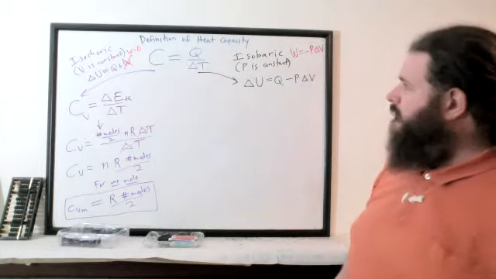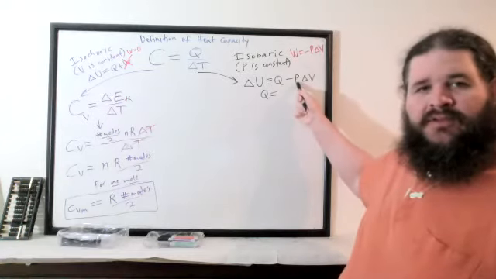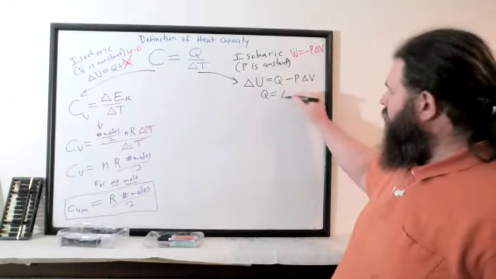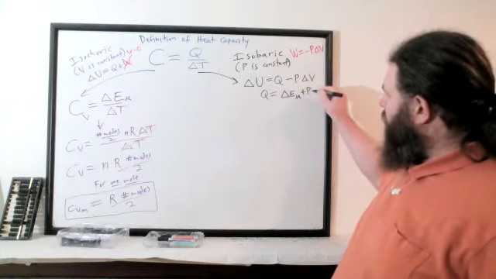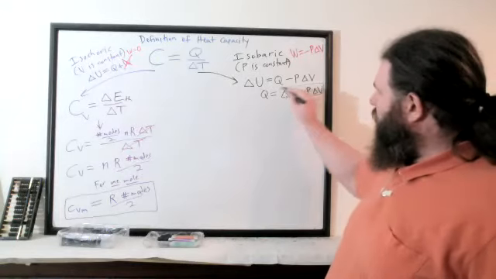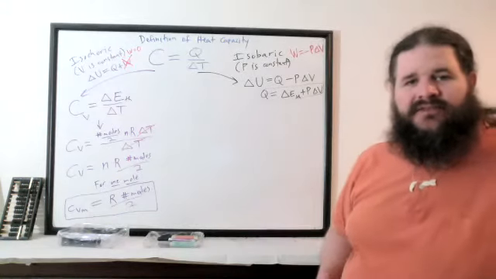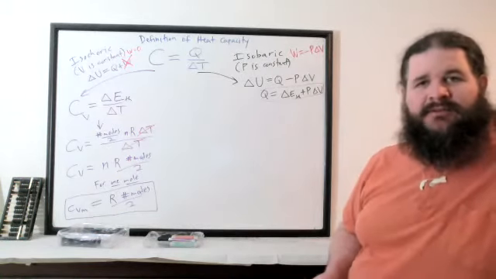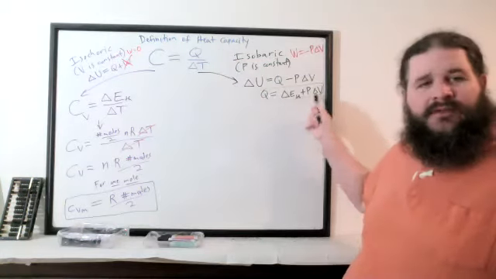And if you solve that for heat, you can just add P delta V to both sides. So heat is delta U, which we can write as delta E thermal, plus P delta V. So this is a formula we can use for heat now. Anytime we're dealing with a constant pressure process, allowing the volume to change but keeping the pressure the same, heat can be replaced with delta E thermal plus P delta V.